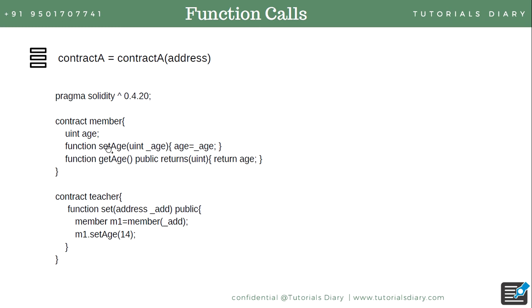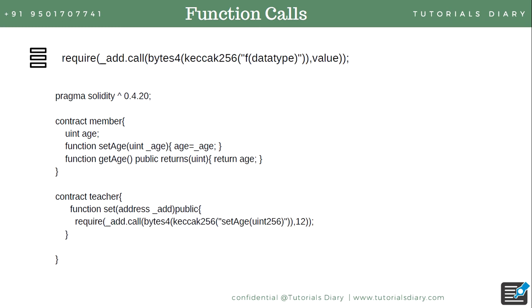You will tell this teacher contract that, okay, I want to access a contract which is deployed on this address, and that address will have this function set age, right? So this is the difference we have between the first option and second option. In the first option, you're using a new keyword and that will have a different address, but in this one you're reusing the address which you have when you deploy a member smart contract.